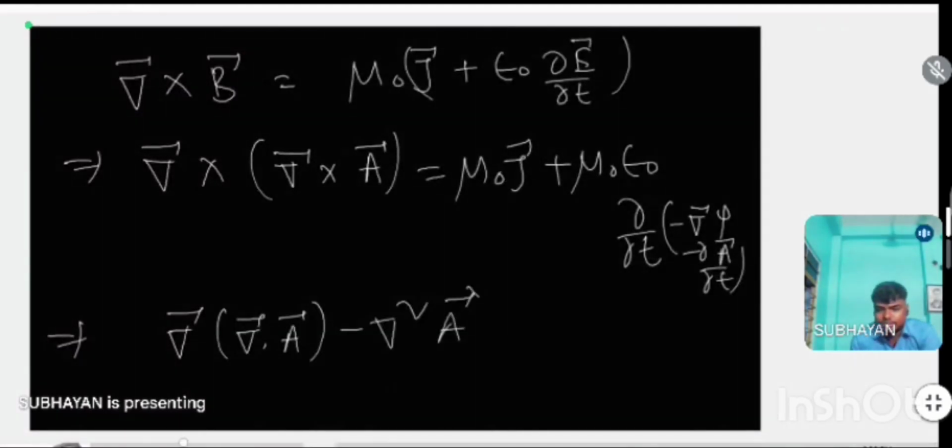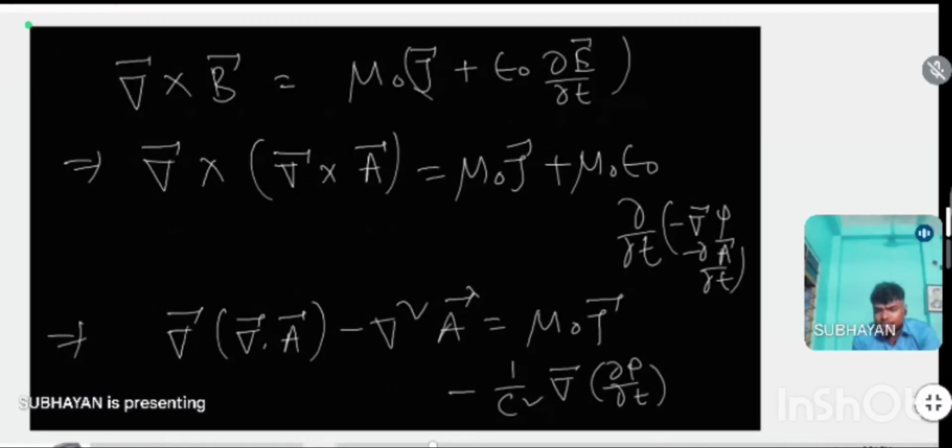Okay. So from here you have grad of divergence of A minus grad square A equals to mu naught J, and mu naught epsilon naught is equal to 1 by c square. So minus 1 by c square grad of del phi by del t and minus 1 by c square del 2 A by del t2. Okay. So from Lorentz gauge, you have divergence of A plus 1 by c square of del phi by del t equals to 0. So those two things will yield 0.